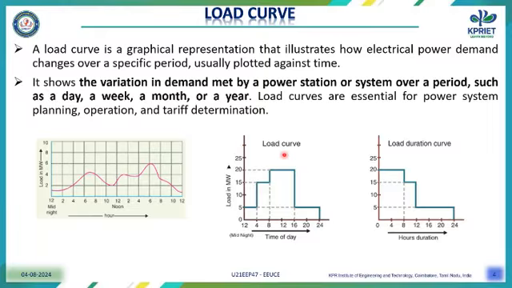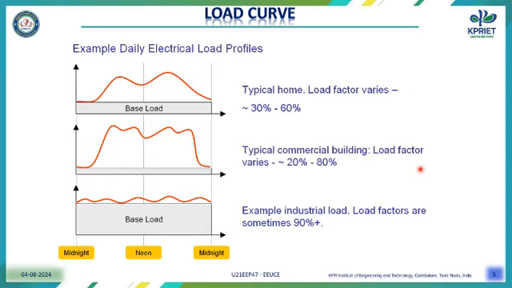Okay, hope you have understood what is meant by the basic load curve and what is the load duration curve. This diagram represents an example of daily electrical load profiles. For a typical home, the load factor varies from 30% to 60%. Similarly, for a typical commercial building, the factor varies from 20% to 80%. For example, an industrial load factor sometimes varies above 90%.